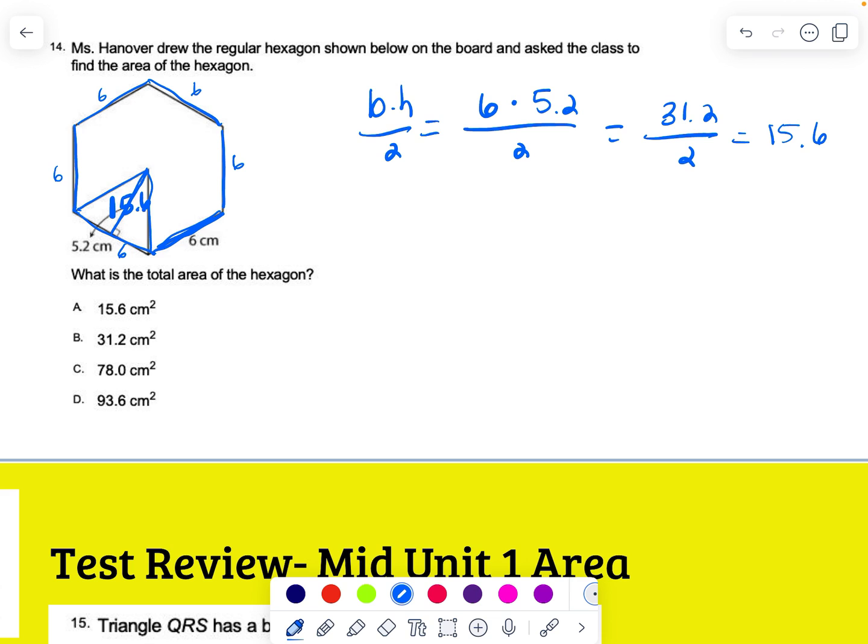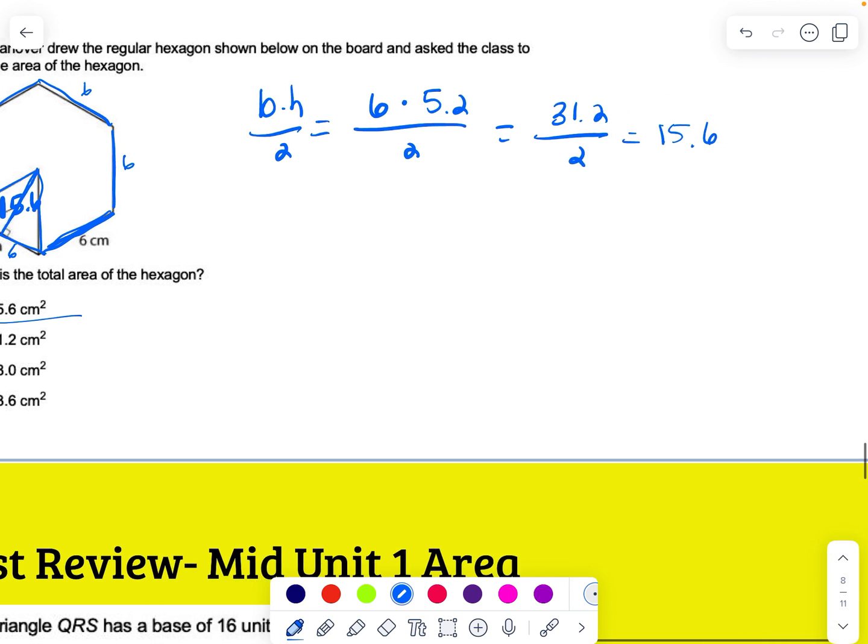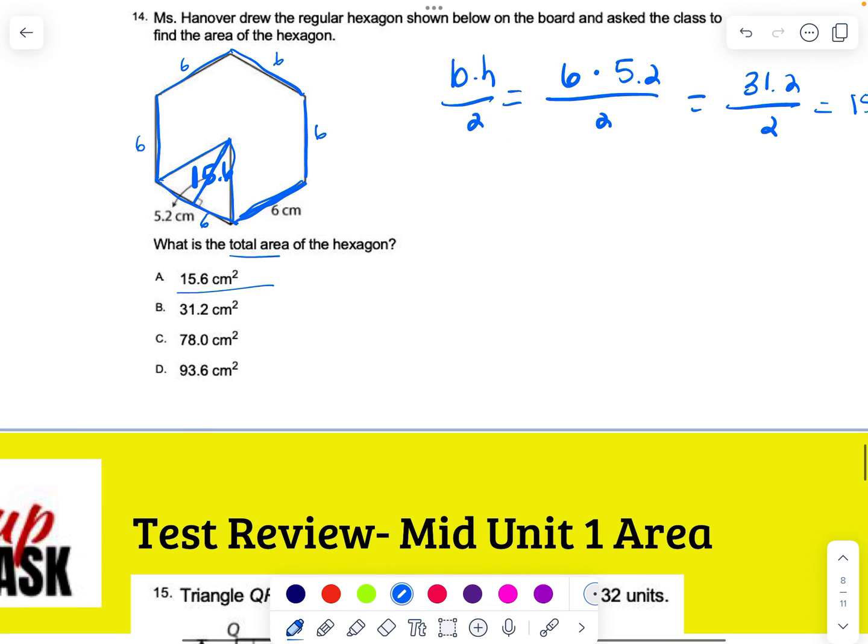So next, I'm not done. See, they give you the answer right there, but that's only of one. It says, what's the area of the total hexagon? So I know how many little triangles make up this hexagon. Let's count them. We have 1 here, and 2, and 3, and 4, and 5, and 6.